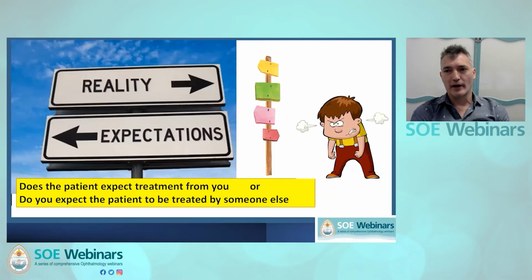And this is where it can make quite a difference between what the patient expects and what service you're offering. The problem is if these two don't coincide, the patient's going to be angry, disappointed, aggressive, and it's important to respond to this.